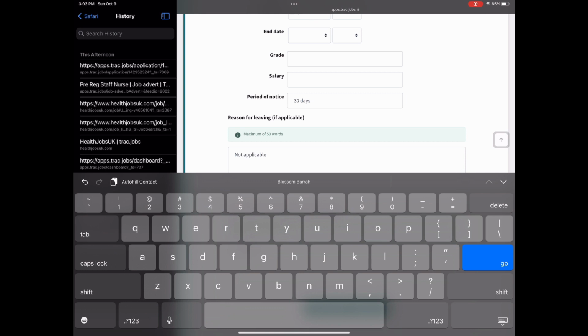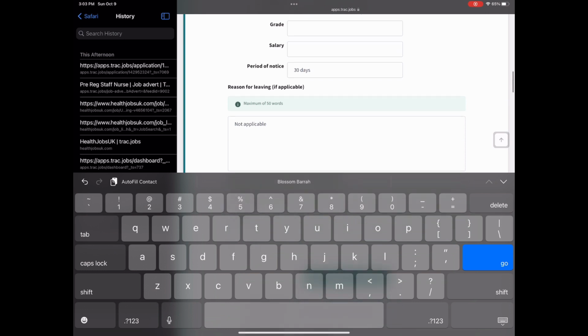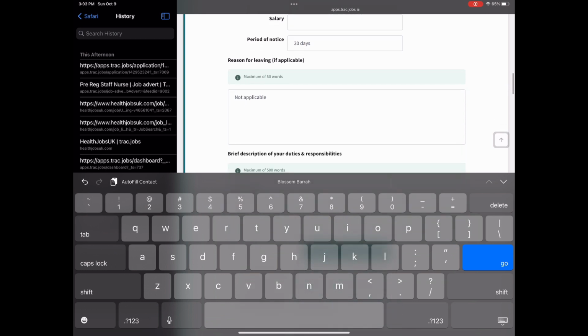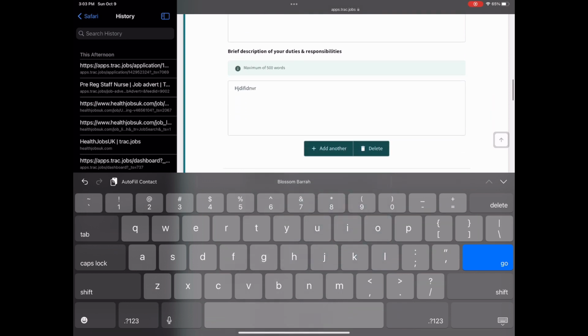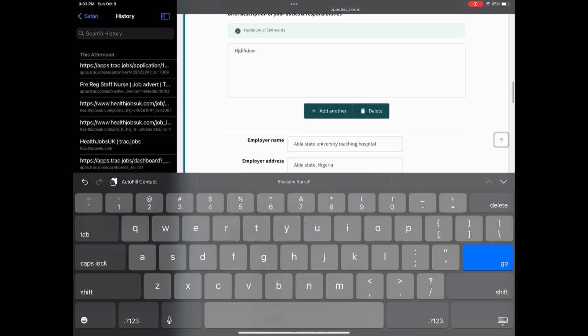And you don't need to impute the grade and salary. Some people end up putting 12,000, 15,000, 30,000. It's not important. Reason for leaving, please put not applicable. Even if it is a previous job, please. Some people start putting, my mother was sick, I had complications with pregnancy, I had this and that. It's not really necessary. You don't need to fill it. People have gotten jobs without filling it.